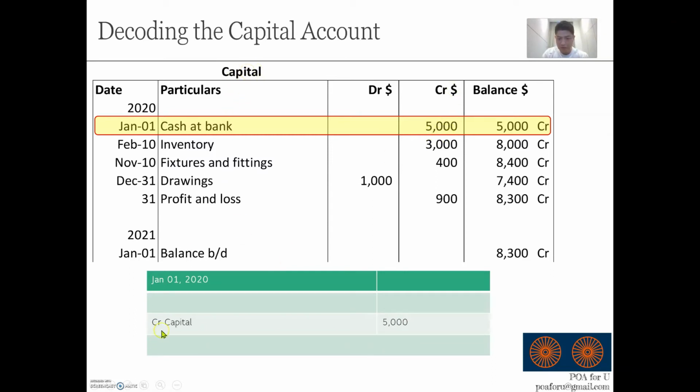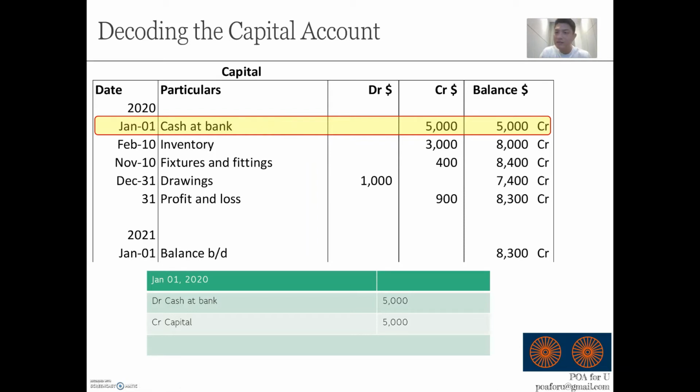So I'm going to put credit capital, 5,000, right? And what should I debit? Now, credit numbers are always going to be the same as debit numbers, so we're going to put just 5,000 on the debit side. But what is the name I should put here? The name of the other side of the entry is always in the particulars. So it will be cash at bank. So now you've debited cash at bank. The journal entries behind this ledger entry is debit cash at bank, credit capital.